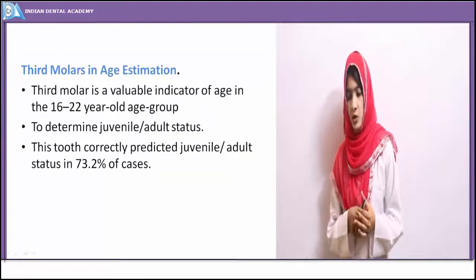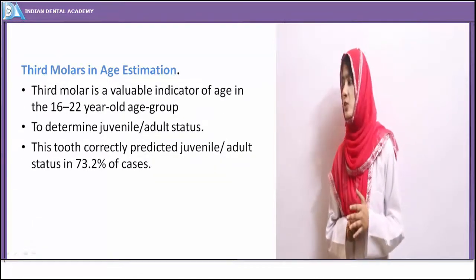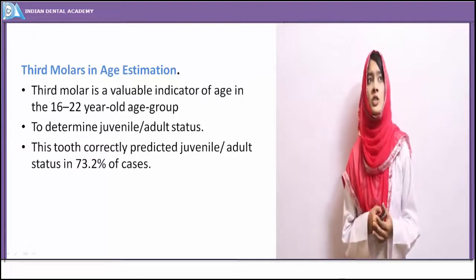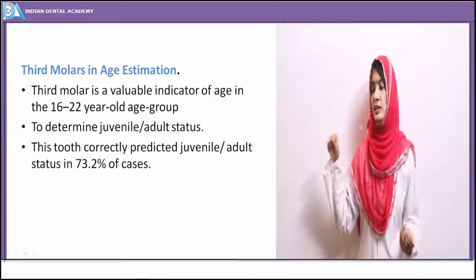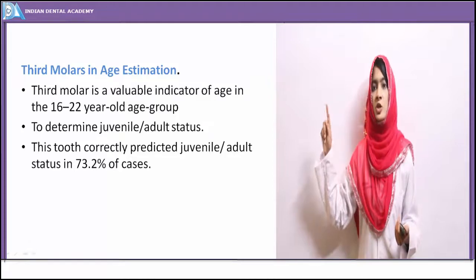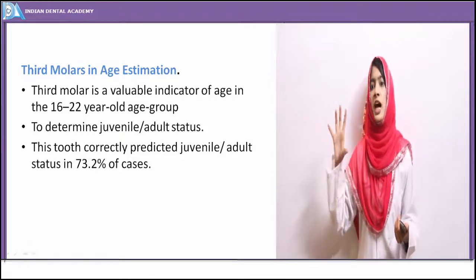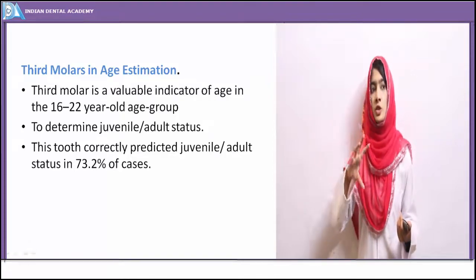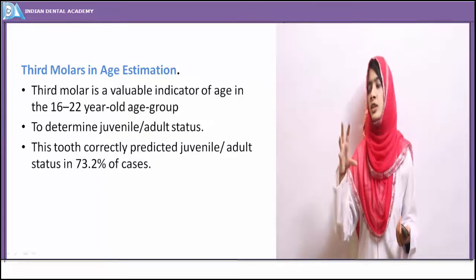Okay, third molars are also very valuable in age estimation. The third molar is actually an indicator of age group, since third molars erupt at about 16 to 22 years of age. So that particular age group shows the beginning of eruption or emergence of the third molar.